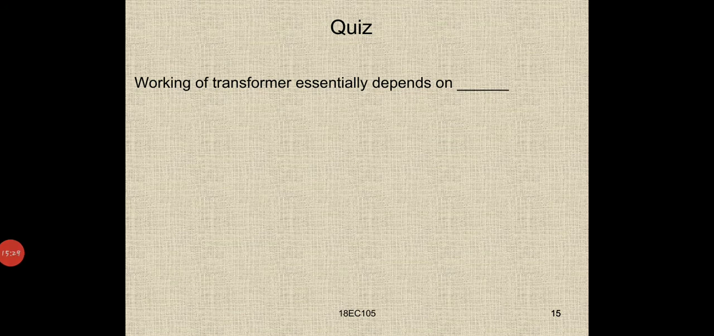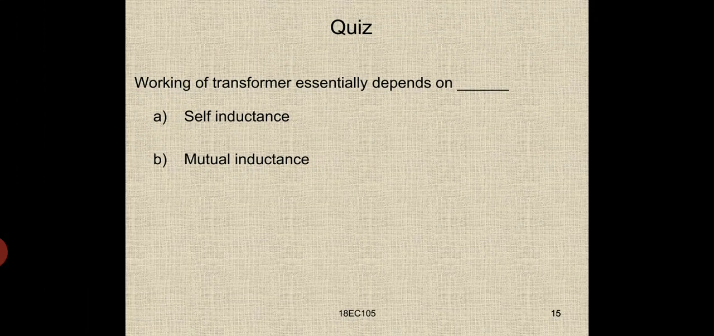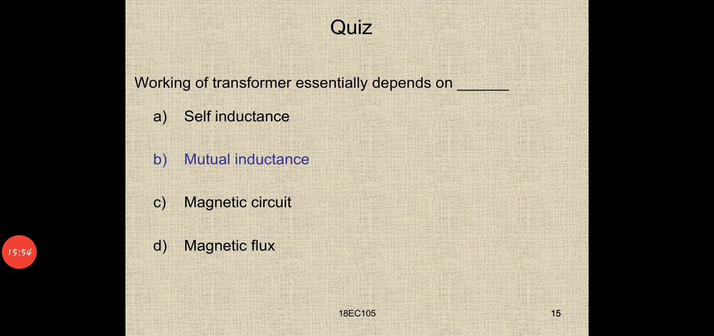One more quiz. Working of the transformer essentially depends upon dash. Choice A is self-inductance. Choice B is mutual inductance. Choice C is magnetic circuit. Choice D is magnetic flux. The working of the transformer depends upon mutual inductance. So the highlighted one is choice B, mutual inductance, because there should be some link between the primary and the secondary, because of which it functions.